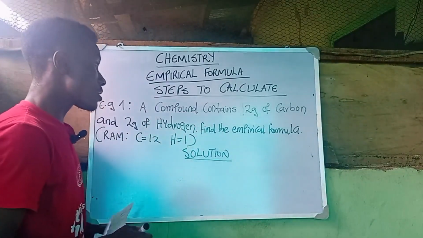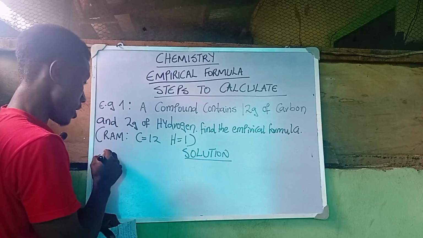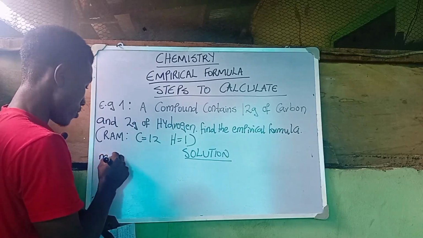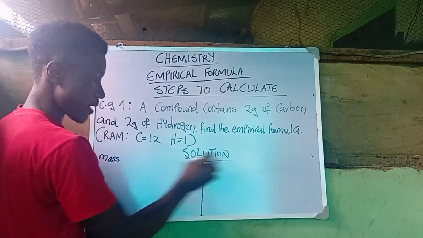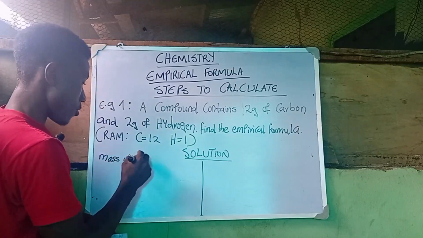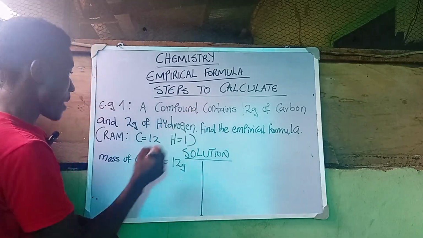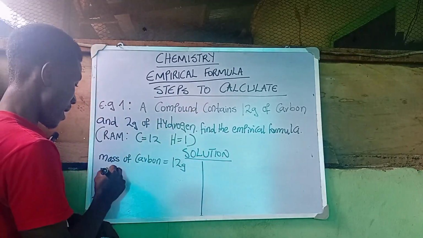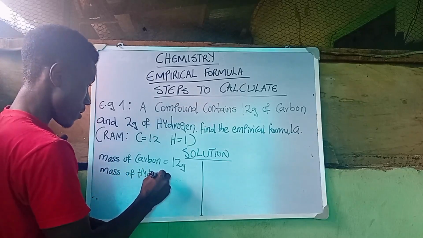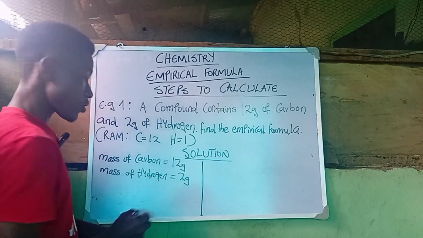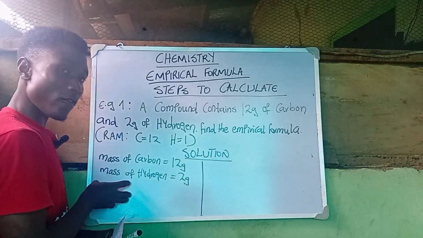So what you simply do, you say carbon. In this place, carbon, 12 grams of carbon. So say the mass of carbon here is 12. Let me divide this board into 2. We say mass of carbon is equal to 12 grams, and we say mass of hydrogen equals 2 grams, right? So this is the first step that we have gotten.